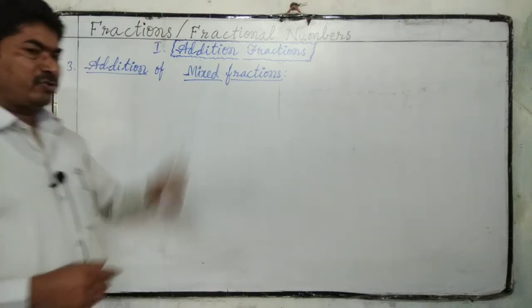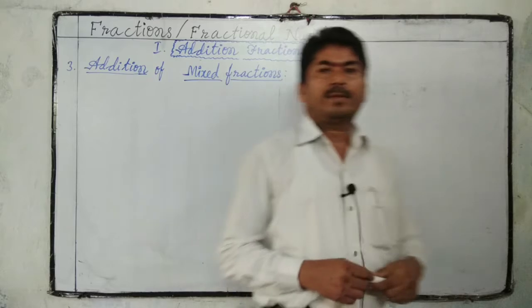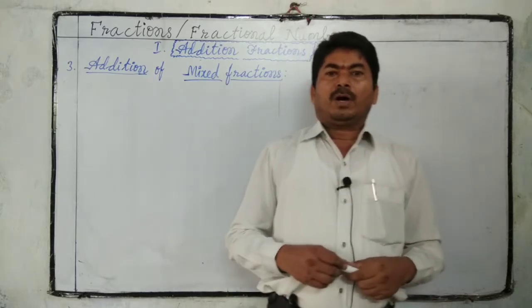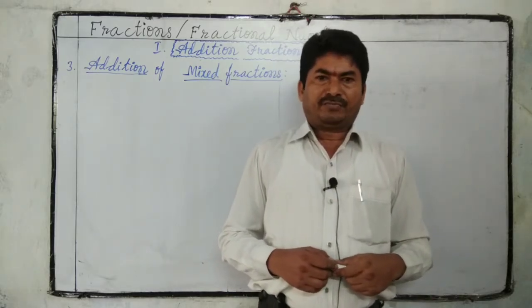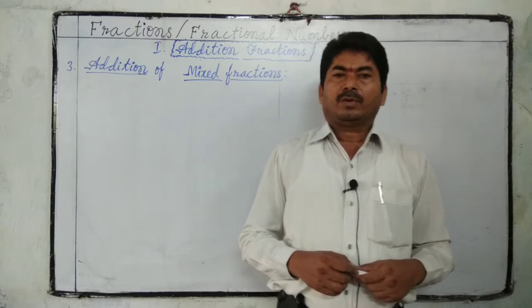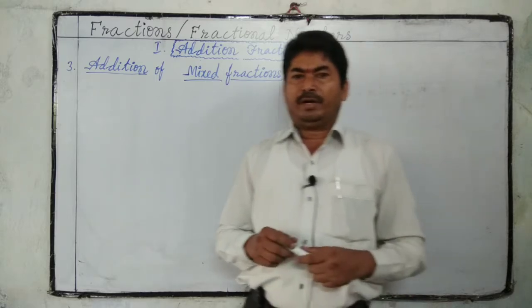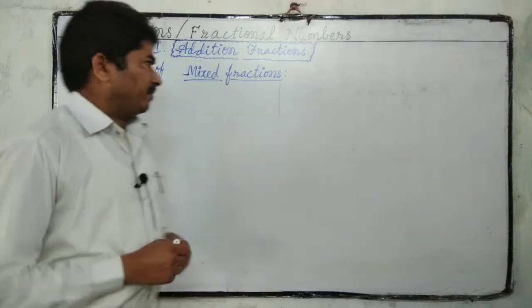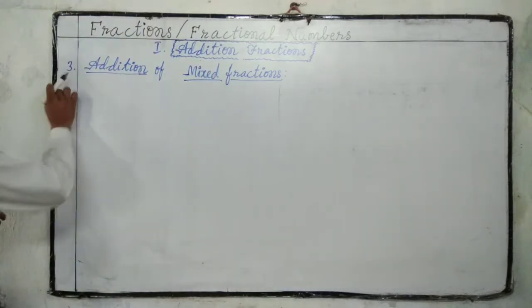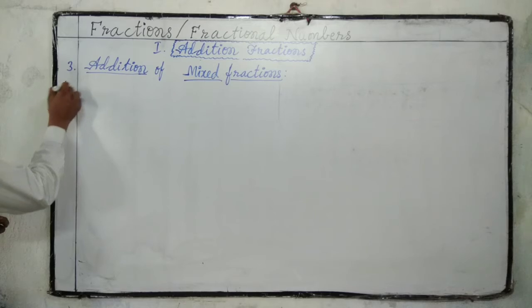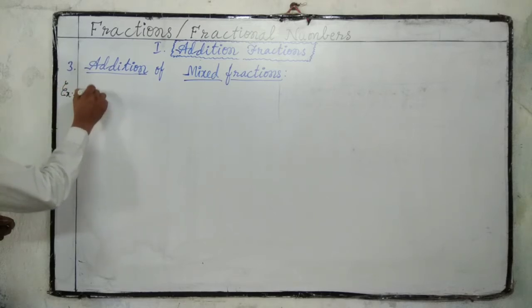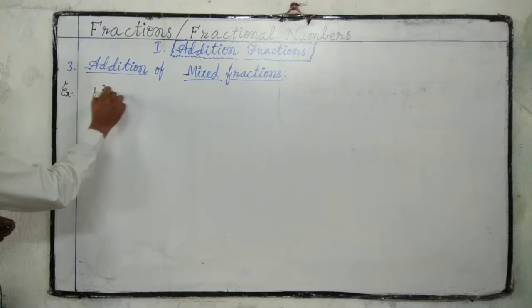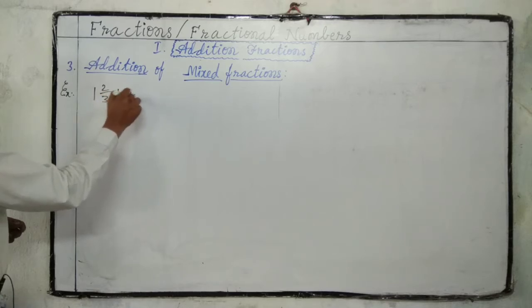Addition of mixed fractions. How to find addition of mixed fractions? There are two methods to find addition of mixed fractions. Let us see one by one, taking one example. 1 2 by 3 plus 4 5 by 6.